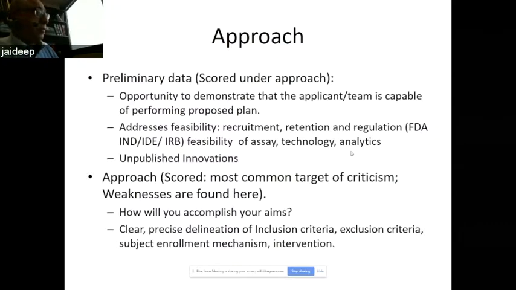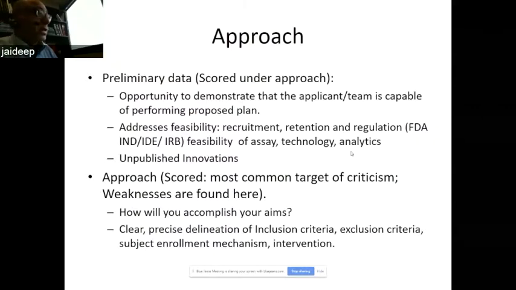The second part of approach is, how will you accomplish your aim? So make sure that your inclusion criteria, exclusion criteria, enrollment mechanism, and intervention are very clearly laid out. When you lay out your inclusion criteria, make sure that they are congruent with your research hypothesis, so you're including the subjects who are likely to be appropriate for the study question that you asked. For every exclusion criterion that you lay out, give a rationale for why you are excluding those subjects, and what is the importance of excluding them.